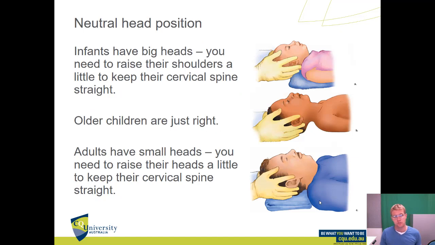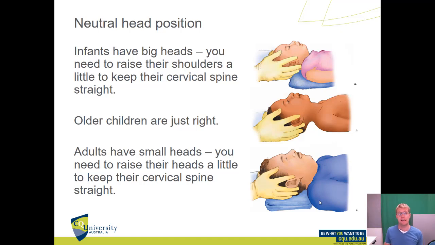Now, one of the important things you can do is have a neutral head position. And I put this graphic in just to show the difference between different ages. So infants, they have big heads. If you just lay a baby flat on its back, its spine will actually not be straight. Because it has that large occiput, it actually raises the head up and the spine will be curved a little. So what you want to do is put a towel or something under the shoulders, and it lifts the shoulders up in line with the head so that the C-spine, the cervical spine, is straight.